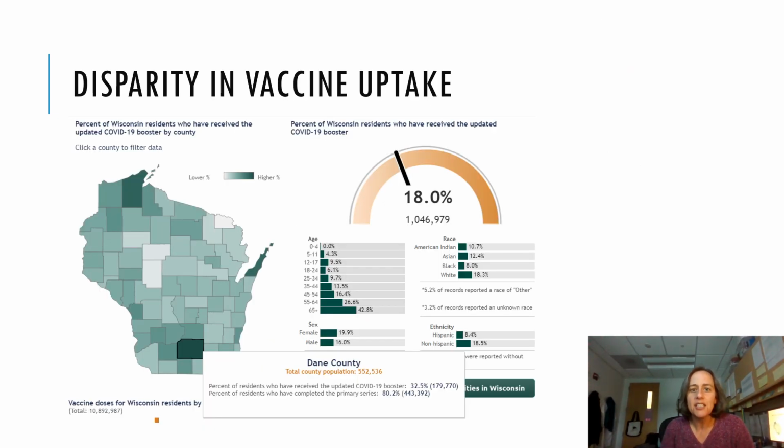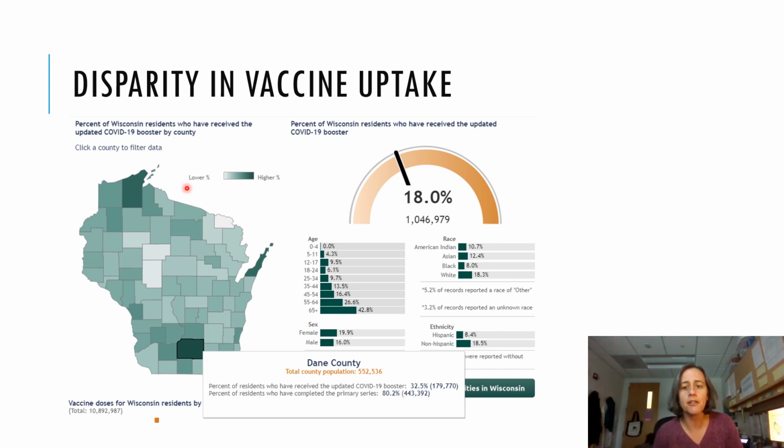So we see a lot of disparity in vaccine uptake even in our own state. So this is a map of Wisconsin, obviously, and the color here is telling you a higher percentage of vaccinated residents and lower percentages.